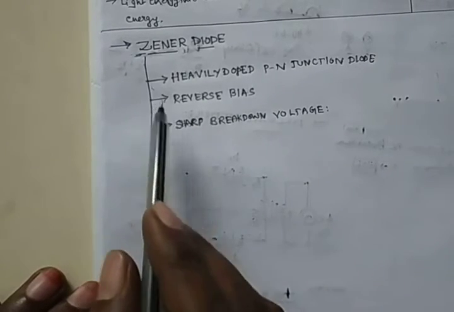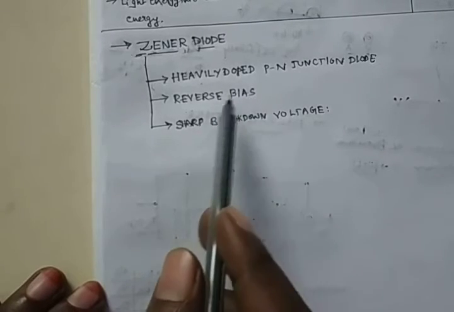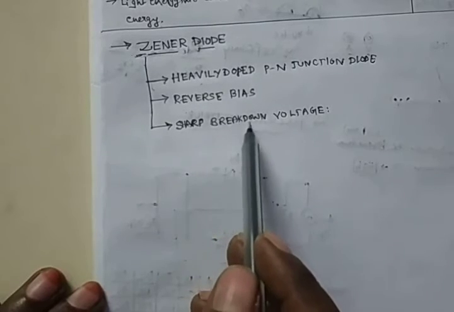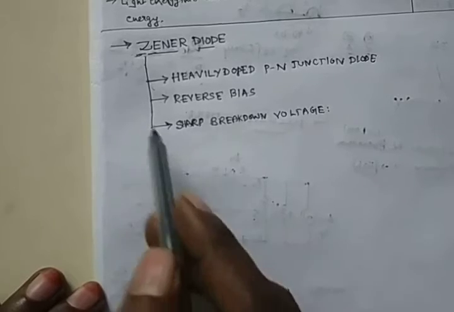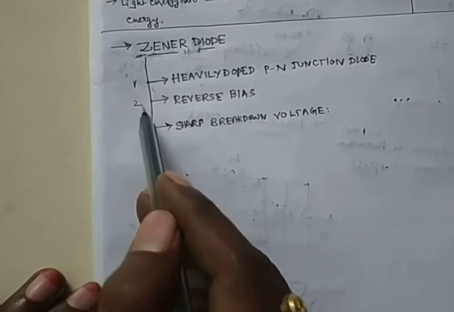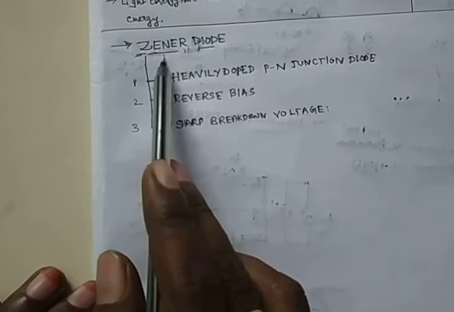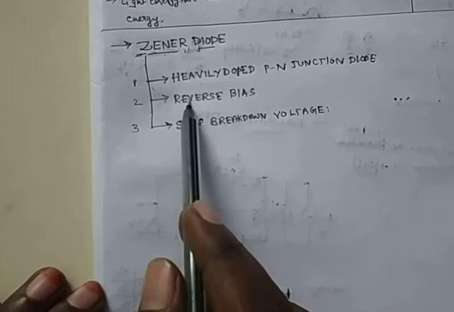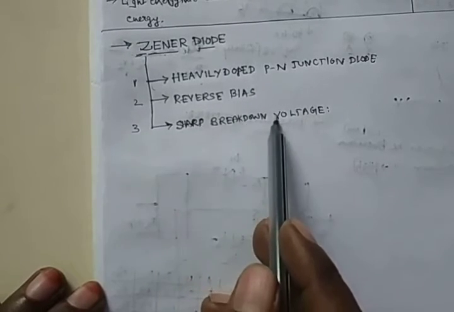First one is a heavily doped PN junction diode. Second one is reverse bias. Third one is sharp breakdown voltage. Now combine all these, then you will get the definition of a Zener diode: a Zener diode is a heavily doped PN junction diode connected in the reverse bias and has a sharp breakdown voltage.